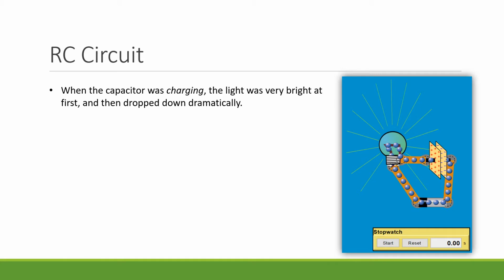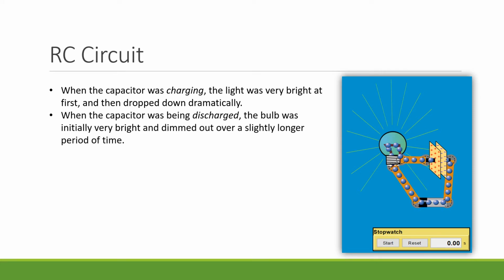The electric field created by this buildup counteracts the electric field from the conventional current in the wire until equilibrium is reached in the circuit. And then when the capacitor was being discharged, the bulb was initially very bright and dimmed out over a slightly longer period of time. We know that electrons migrate away from the negative plate towards the positive plate through the circuit, and this migration causes both plates to lose all excess charge until the electric field and thus the current reach 0.